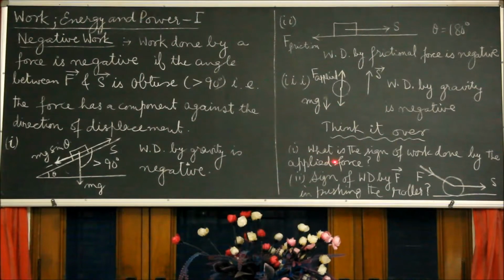Now let's see a few situations. Think it over. What is the sign of work done by the applied force in this example 3? And if you see this example, here we have a lawn roller being pushed by the force F, and this is the direction of displacement. You have to study the situation carefully and give the sign of the work done by the force F as it pushes the roller.